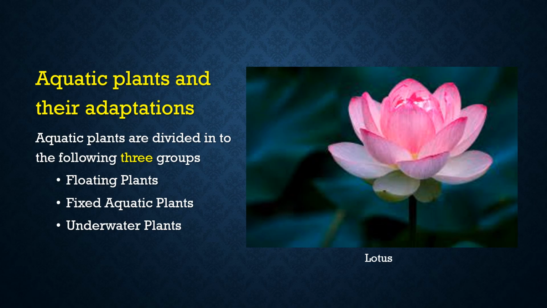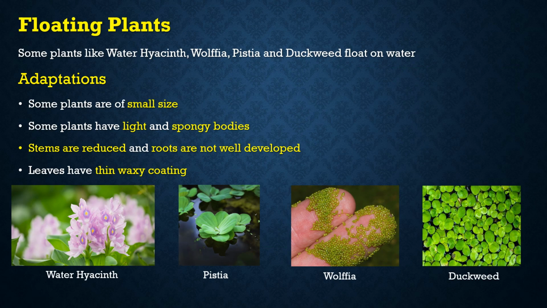Now let us look at the aquatic plants and their adaptations. Aquatic plants are divided into the following three groups: floating plants, fixed aquatic plants, and underwater plants. Floating plants are the plants that float on water, like water hyacinth, wolfia, pistia, and duckweed. Let us see how they adapt.